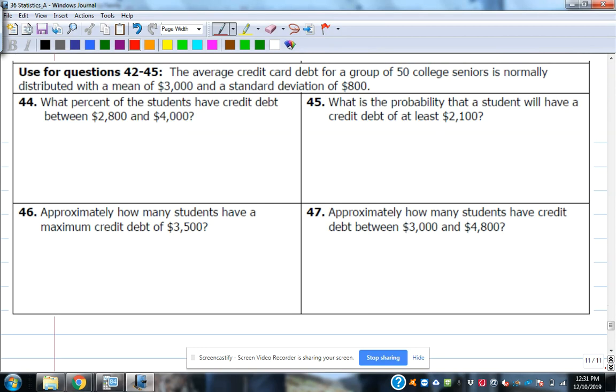This is calculator stuff. So make sure you've got your graphing calculator handy. I'm going to show you how to do these with that. So the average credit card debt for a group of 50 college seniors is normally distributed with a mean of $3,000 and a standard deviation of $800.